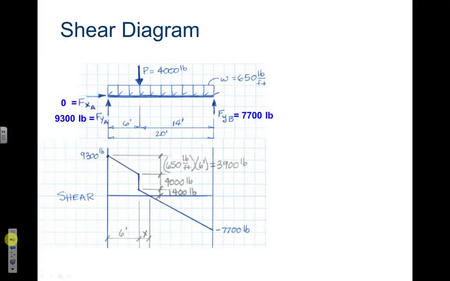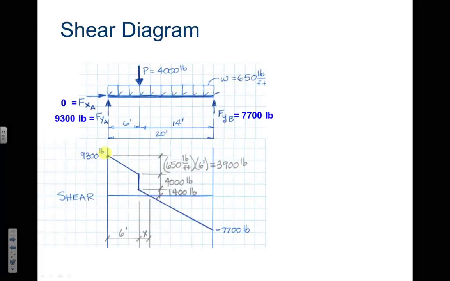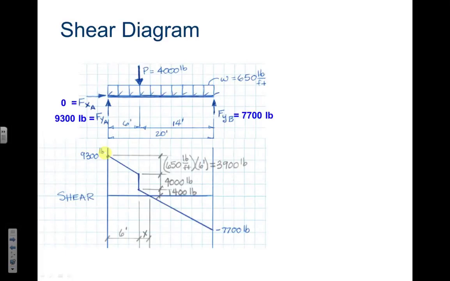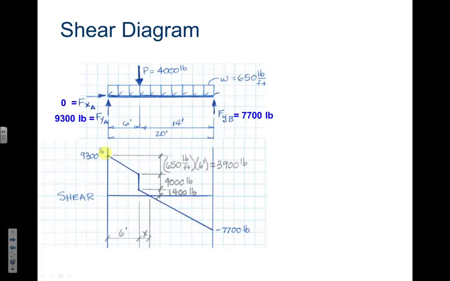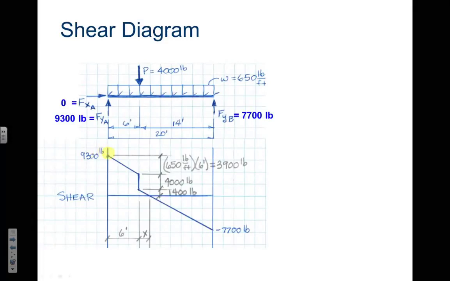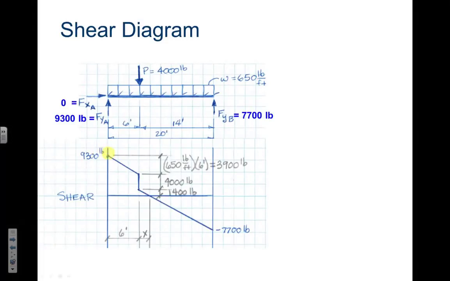Now let's talk about a shear diagram. Here's our beam that we just solved for. We solved for forces at point A and point B in dark blue right here. Nothing's changed. Now let's talk about our shear diagram. Our shear diagram is kind of like good bookkeeping. You can think of it as a diagram of the shear forces pushing on our beam.